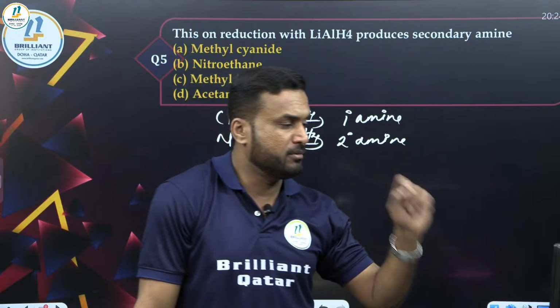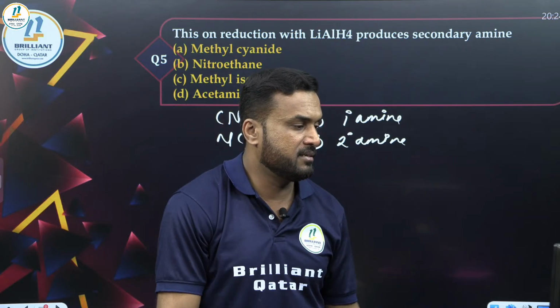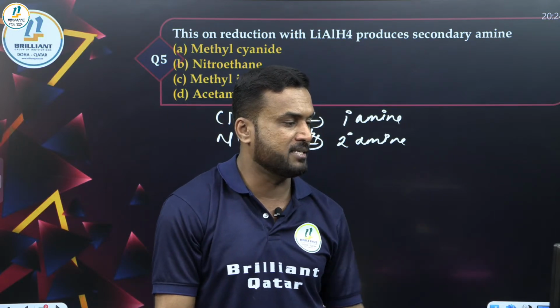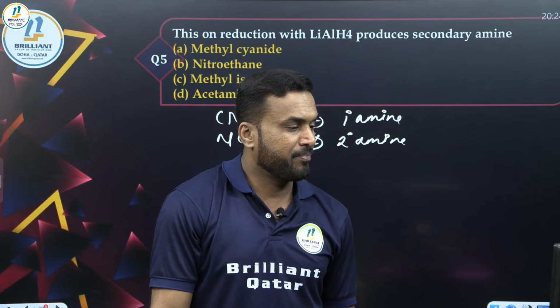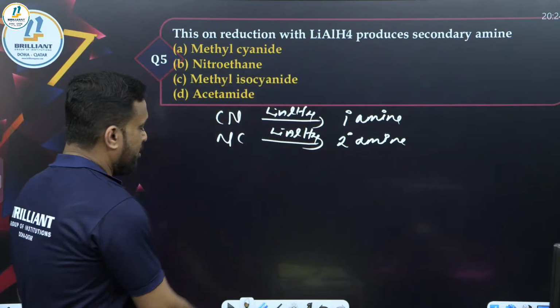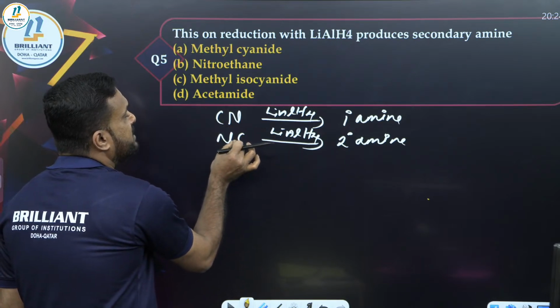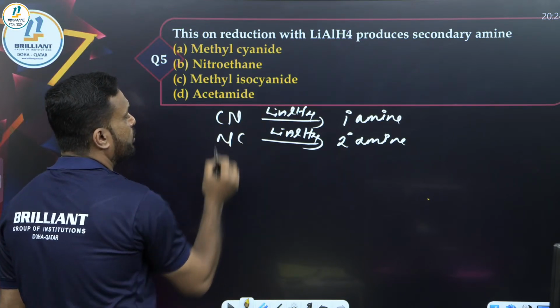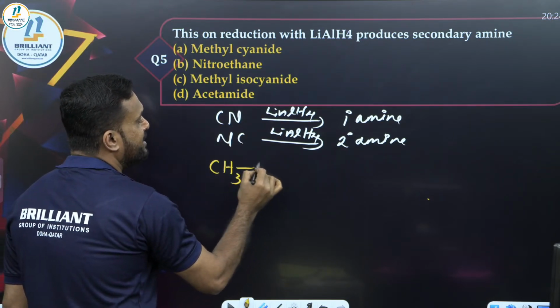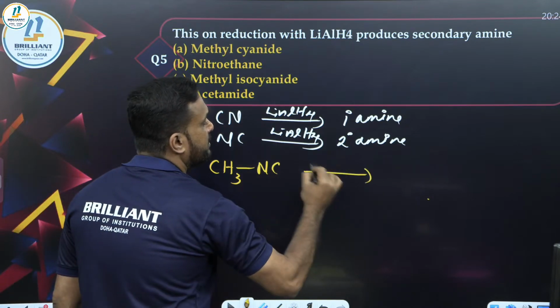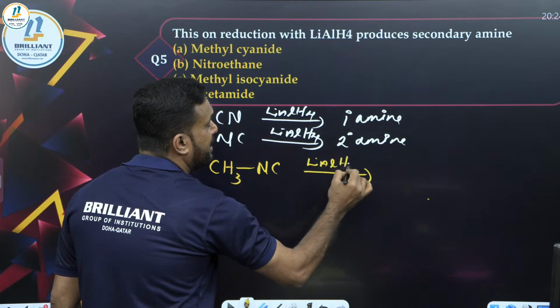Very good, Satvik. Well done. Yes, reducing agent, people are giving answers. Right answer came already, Hanna. You keep in mind, it's very important, wherever there is NC, an isocyanide. What is methyl isocyanide? Methyl isocyanide is CH3NC, when it reacts with lithium aluminium hydride.